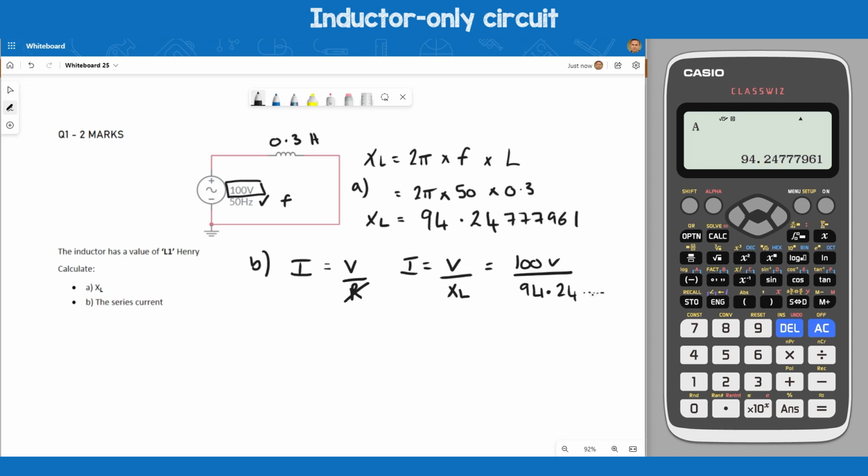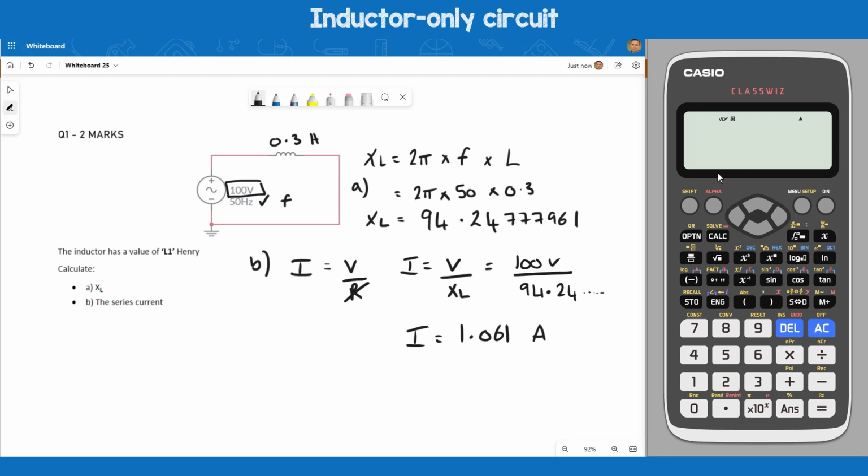94.24, etc. Now if I haven't turned my calculator off, this answer for XL is already also stored in the answer section, because it was the last thing I calculated. So if I want to do 100 divided by that, do 100 divided by my last answer, which was 94.24 and so on. 1.061 is the current. And that is in amps. So that's how you do the first question.